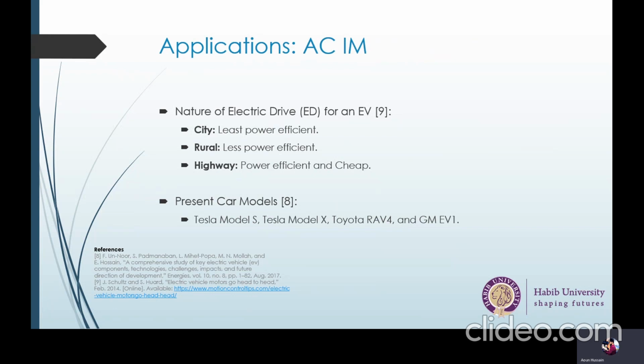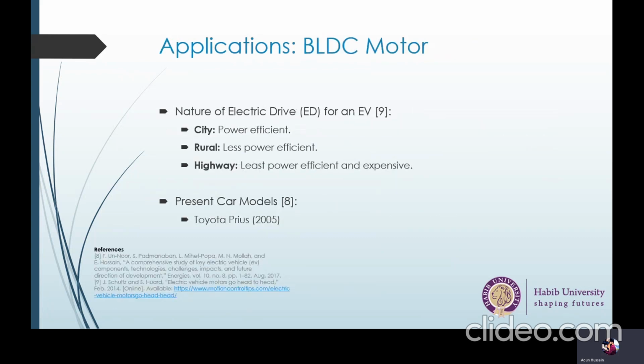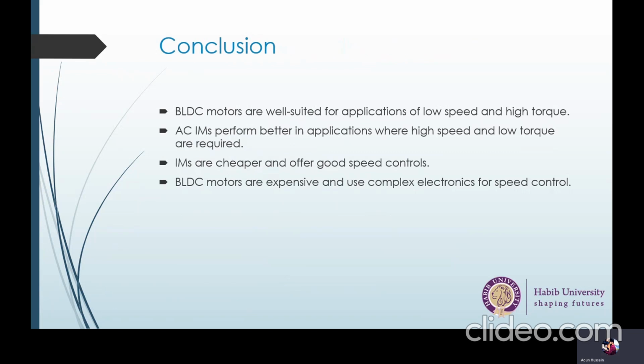Tesla Model S and Tesla Model X are some examples of AC induction motors, and Toyota Prius is an example of a brushless DC motor, as discussed before. The conclusion is obvious. Brushless DC motors are well suited for applications of low speed and high torque. AC induction motors perform better in applications where high speed and low torque are required. Induction motors are cheaper and offer good speed control. Brushless DC motors are expensive and use complex electronics for speed control.